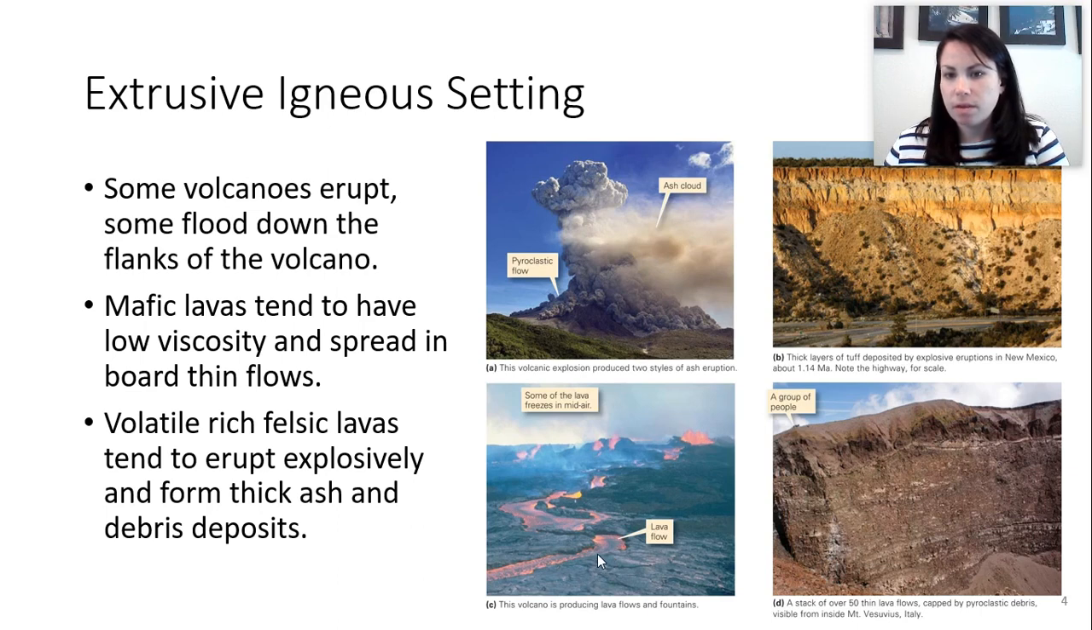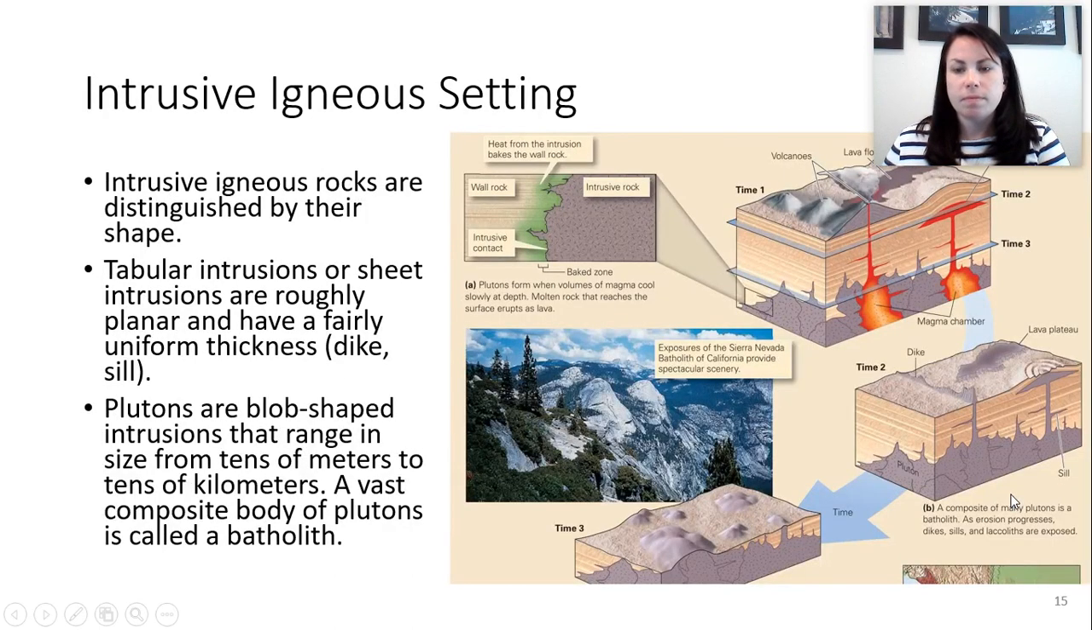And we have a few other examples of seeing the aftermath, seeing outcrops of igneous rocks. Here you can see thick layers of tuff that are deposited. And then down below, you can see slight variations in the hillside that are associated with pyroclastic debris or pyroclastic flows. So those are some examples of extrusive, and here are some examples of intrusive igneous settings.